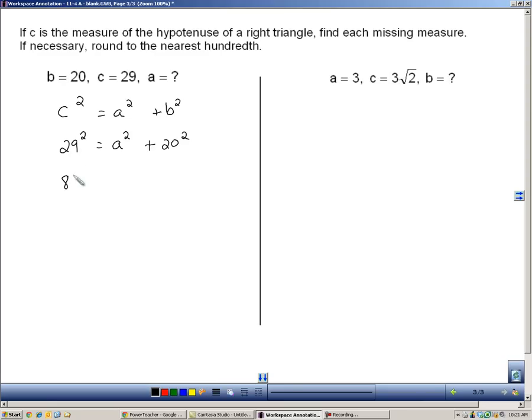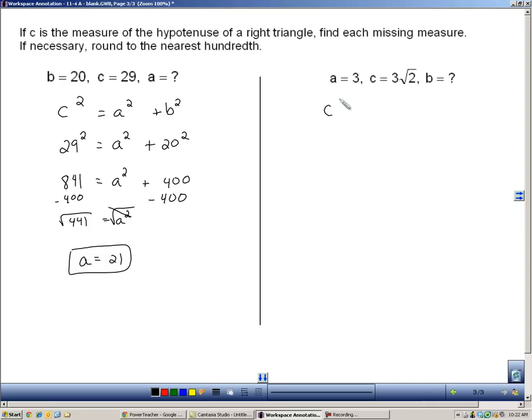29 squared is 841. Certainly you can use a calculator for that. 20 squared is 400. Isolating the A squared, I'm going to subtract 400, so you get 441 equals A squared. To isolate the A, we take the square root of both sides. If you take a calculator and take the square root of 441, you find your answer is 21. So one of the legs of this triangle, given these two other sides, would be 21.